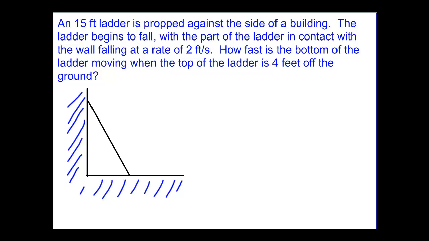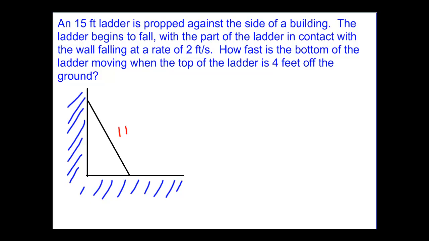A 15-foot ladder is propped against the side of a building. The ladder begins to fall, with the part of the ladder in contact with the wall falling at a rate of 2 feet per second. How fast is the bottom of the ladder moving when the top of the ladder is 4 feet off the ground? I have an animation that we'll take a look at in just a moment, but first let's look at what this information is giving us.